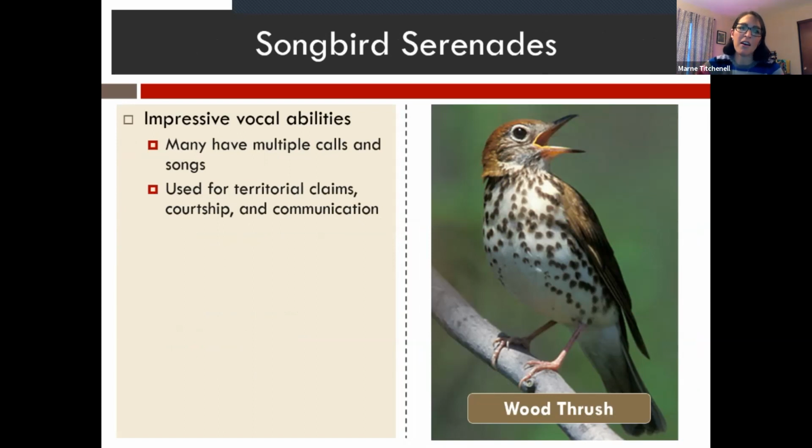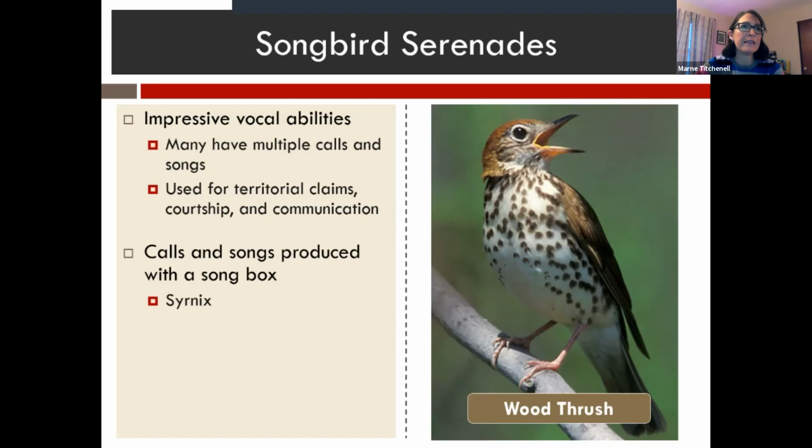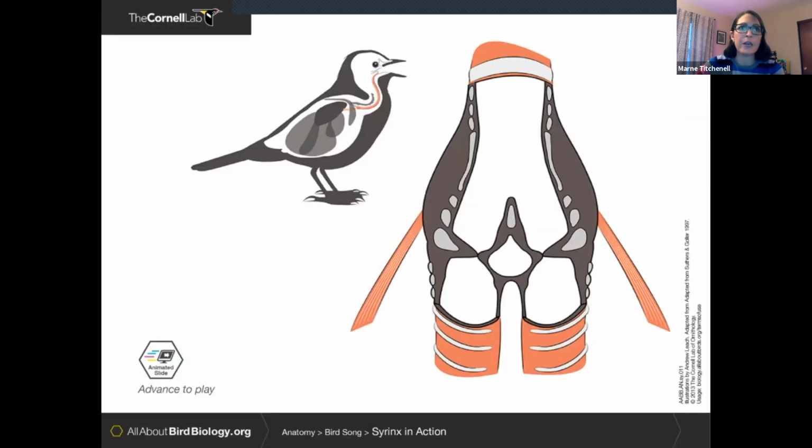Equally impressive, of course, are the songbirds, their namesake, and they have really impressive vocal abilities, where we see many of our birds have multiple calls and multiple songs, which are really the more melodic noises that our birds make. And they're used for a variety of different things, as you can see there. But just to talk a little bit about the anatomy and how that works, calls and songs are produced with a song box, and it's called a syrinx. And I have a little picture that I want to show you here. So there's a close-up picture.